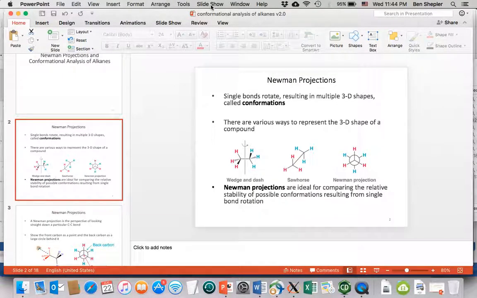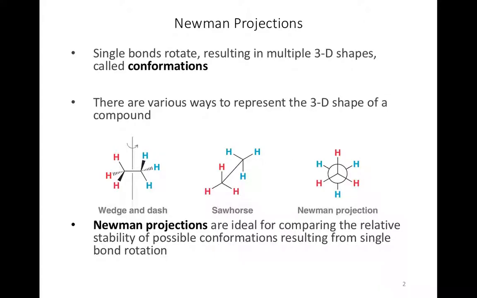Now there are a number of different ways to represent these different conformations. We've used the wedge and dash formalism in this class, and you've also used it in Gen Chem. There's also what's called a sawhorse that we're not going to use so much. And then what we're really going to focus on in this video are the Newman projections. And so let's talk a little bit more about these.